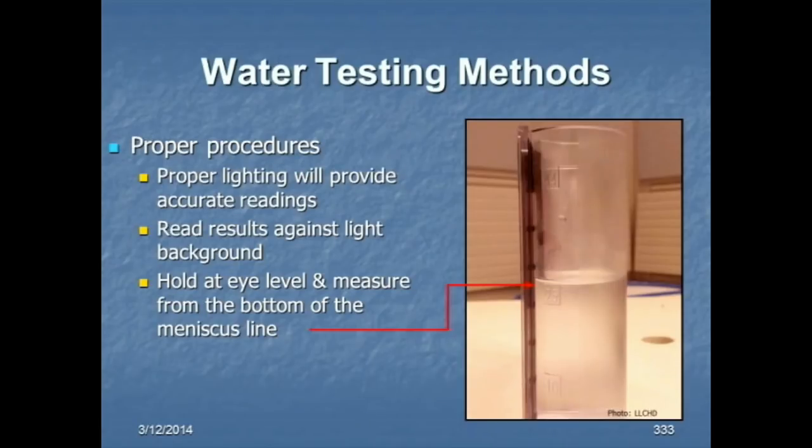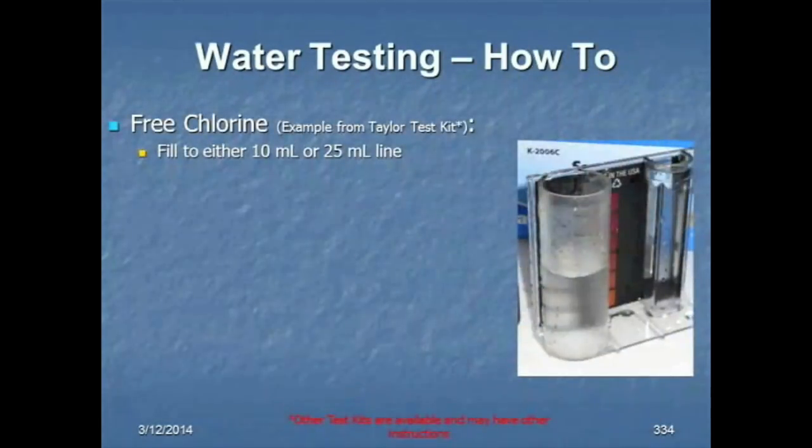Now, to do a free available chlorine test, you can fill up your slide comparator to either a 10 milliliter sample or a 25 milliliter sample. Now in this example on this slide, we've got a 25 milliliter sample that we're going to use to do the test. Depending on how much water you get from the swimming pool is going to depend on the value for each drop of reagent you're going to get for a final result.